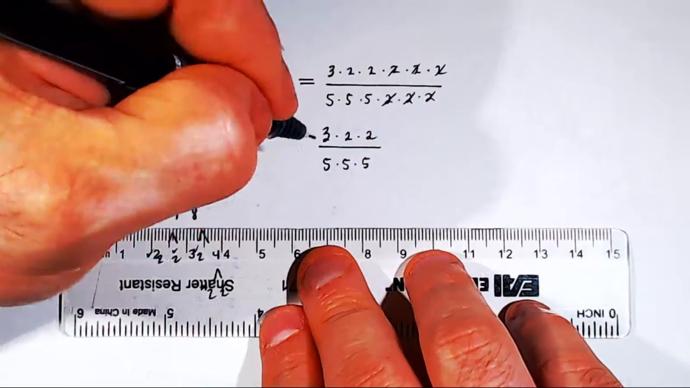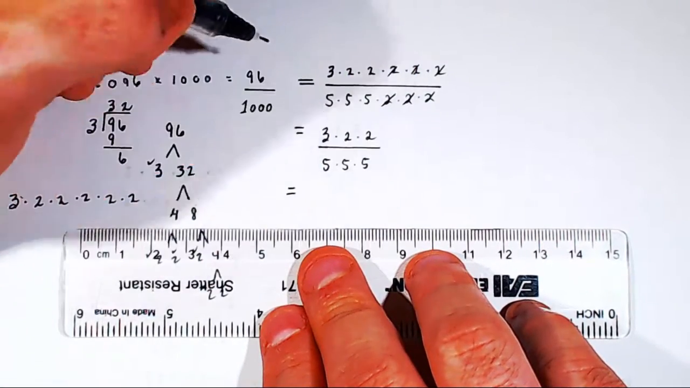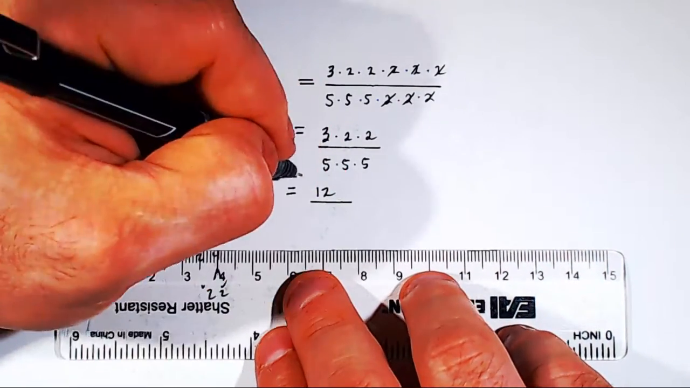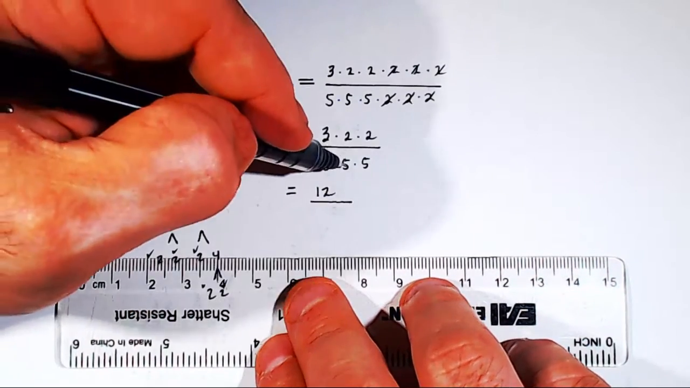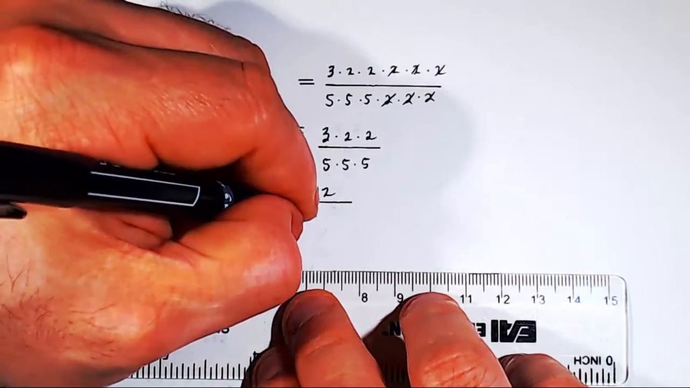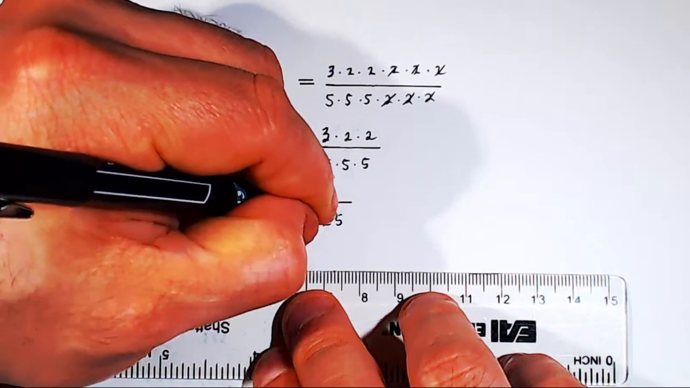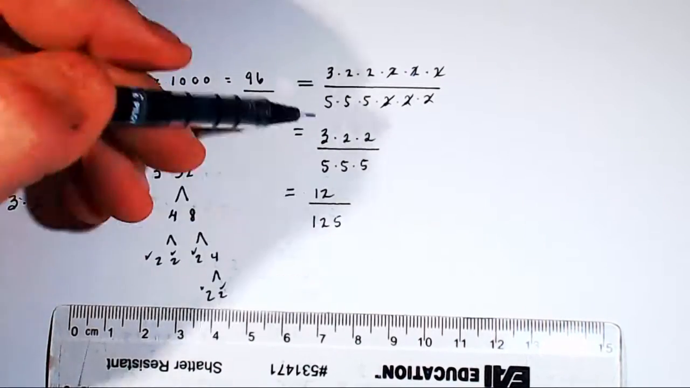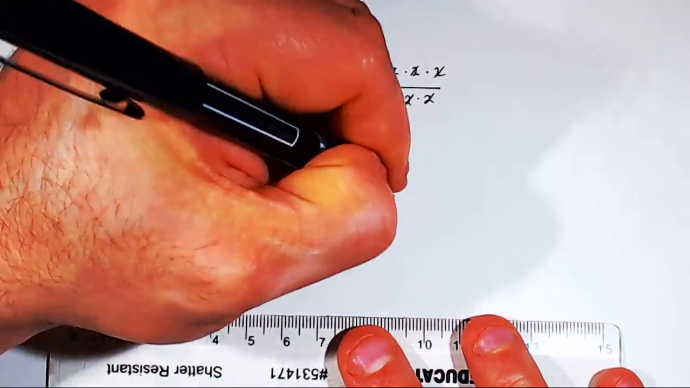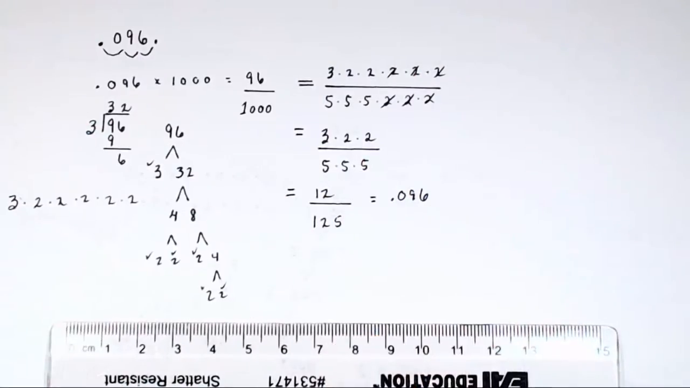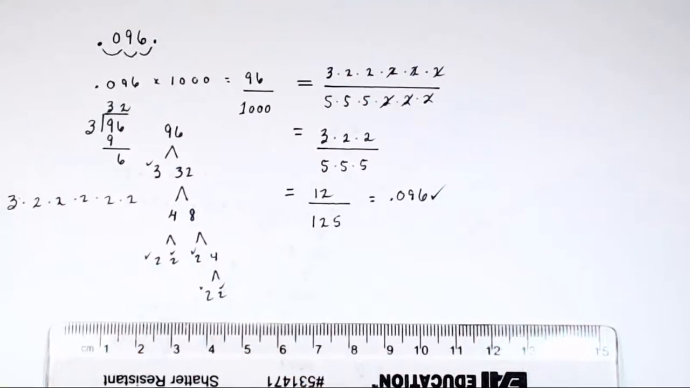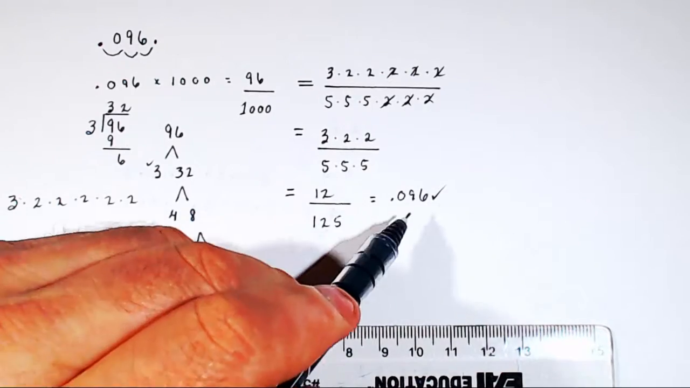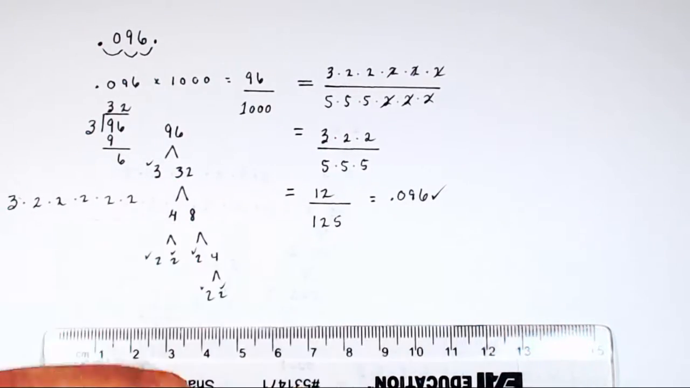What do we get? 3 times 2 is 6, times 2 is 12. I get 12. And then in the denominator, I have 5 times 5 times 5. 5 times 5 is 25. 25 times 5 is 125. And it turns out that, in fact, if you divide 12 by 125, you get 0.096. That terminates nicely. So this is a rational expression that ends in a nice terminating decimal.